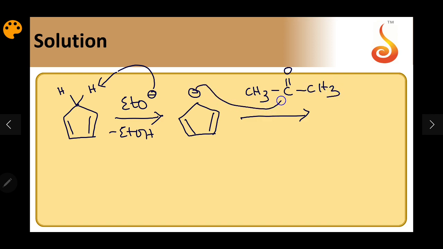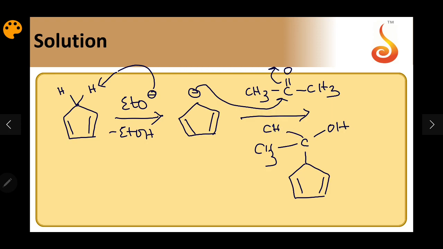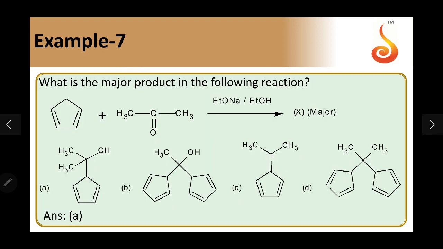Now this nucleophile can attack acetone. So nucleophilic addition can happen. So what do I get? Cyclopentadiene with 2 double bonds, and this will be attached to carbon with OH, then CH3 and CH3. So this is the end product of the reaction. So we will see the options. Option A should be the answer.